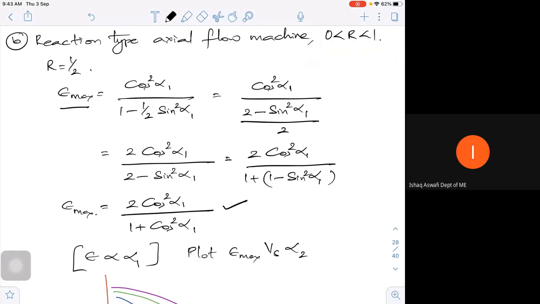So what is it actually? For a degree of reaction 0.5, it is once again a function of alpha 1. But the equation is different. For r is equal to 0, it was only cos square alpha 1. And for r is equal to 0.5, 2 cos square alpha 1 divided by 1 plus cos square alpha 1. So both the derivations, you can simply do it.